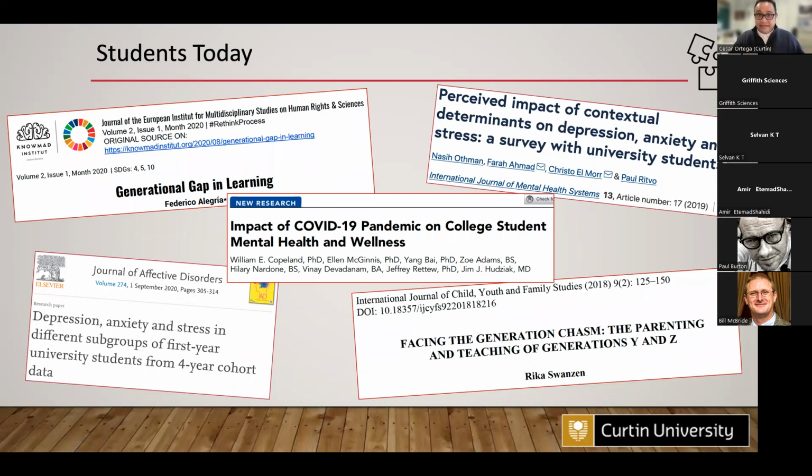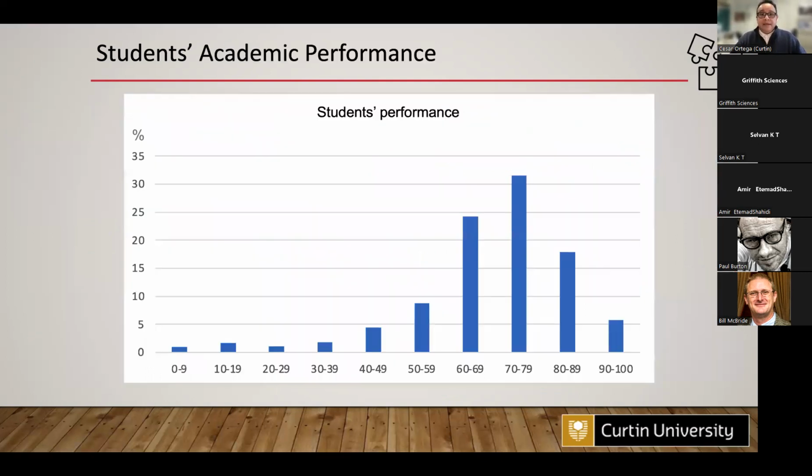We educators in higher education, regardless of whether we are doing formal research in students' experience, we need to be aware of these facts. So, students' performance, right? I put here what I consider a typical, or maybe not so typical, but a normal distribution of marks for students, right?